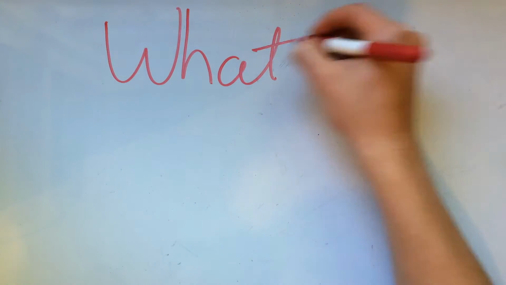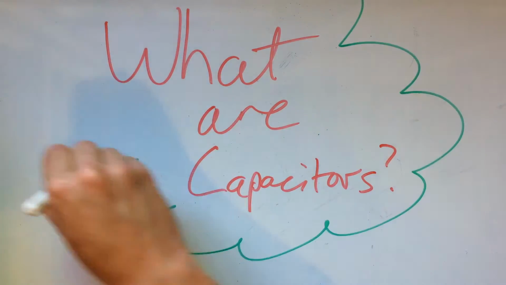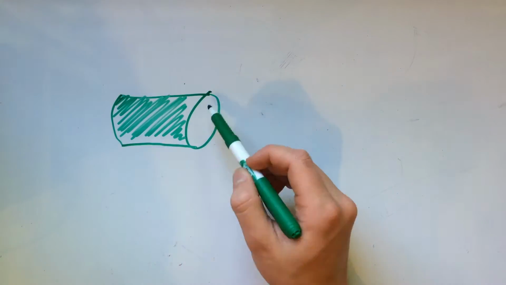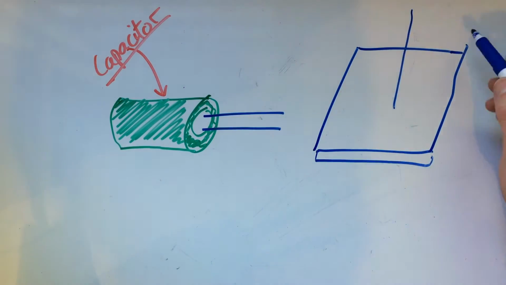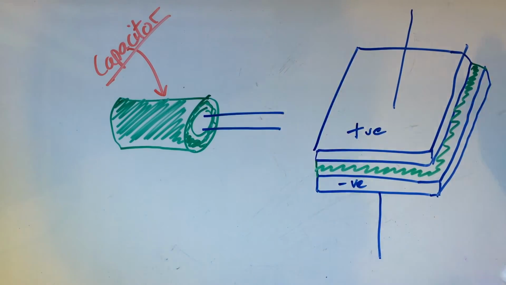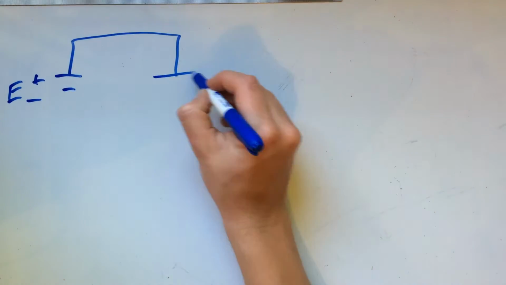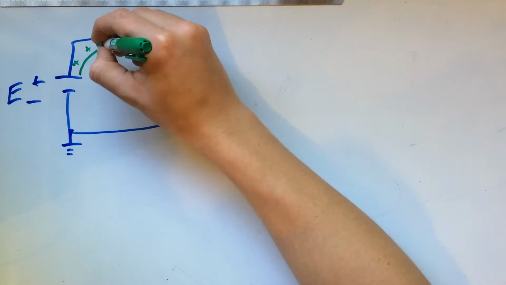Hi, I'm going to answer the question, what are capacitors? This thing here, this is a capacitor. It is made up of two charged plates with a dielectric in between them. Here we have a basic circuit with a voltage source and a series capacitor.